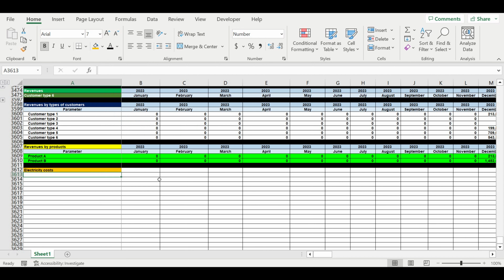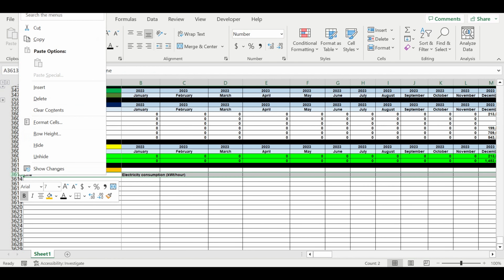So this will be line, this will be electricity consumption, kilowatts per hour, the consumption rate.